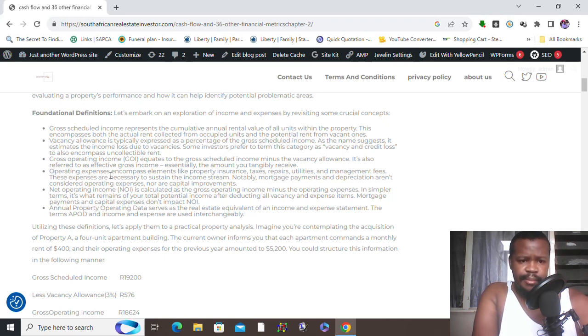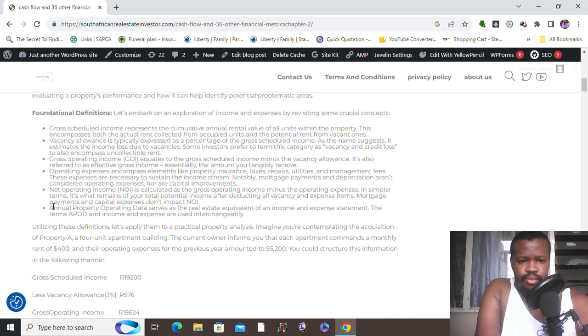Operating expenses encompass elements like property insurance, taxes, repairs, utilities, and management fees. These expenses are necessary to sustain the income stream. Notably, mortgage payments and depreciation aren't considered operating expenses, nor are capital improvements. Net operating income (NOI) is calculated as gross operating income minus operating expenses. In simpler terms, it's what remains of your total potential income after deducting all vacancy and expense items. Mortgage payments and capital expenses don't impact NOI.